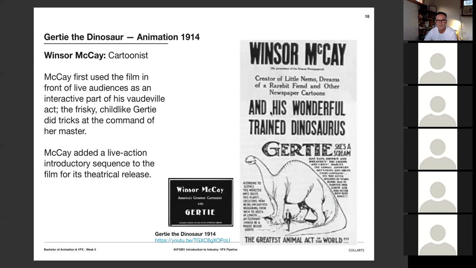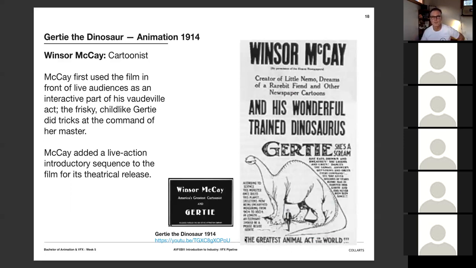So this is a poster for his stage show, but then he also made another version, which went on general release without him. So he sort of did the stage show on the screen. So he was being filmed saying, hey, Gertie, come out, blah, blah, blah. So there was the full film version plus the stage show version.